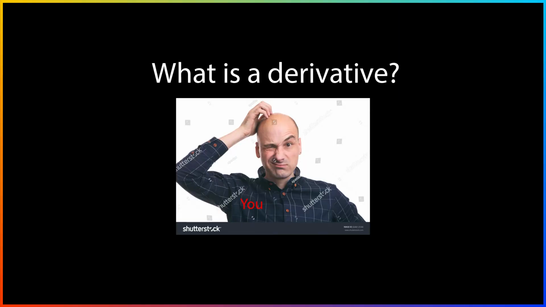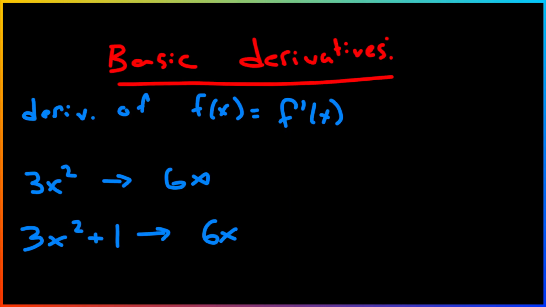The first thing that I bet is on your mind is, what is a derivative? Well, a derivative is basically just the instantaneous rate of change of an equation, or in layman's terms, I guess, the slope at a point. The derivative is noted by an apostrophe, which is pronounced as prime.